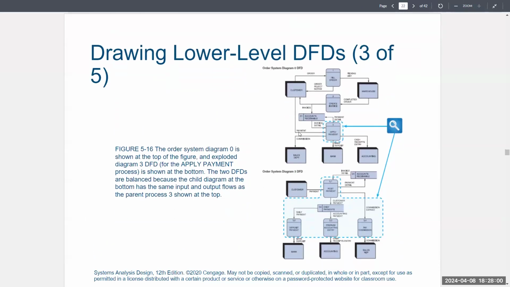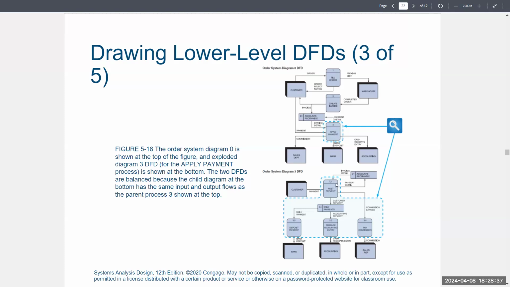Here, we're talking about apply payment, right? We have payment flow coming in, commission going out, invoice detail, right? But now I am exploding that into 3 or 4 different processes. Here I'm seeing the payment is coming to one of the sub-processes, right? And commission, where is the commission going to? In this here, we're seeing commission is going to sales rep, which is matching up here, right? And then we're talking about invoice detail, that is part of this one.